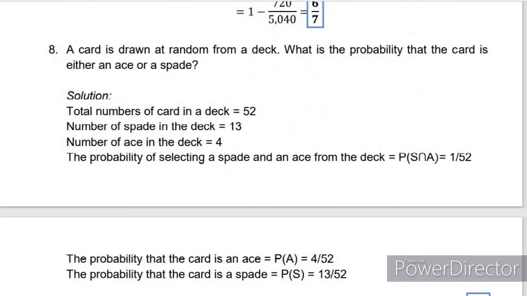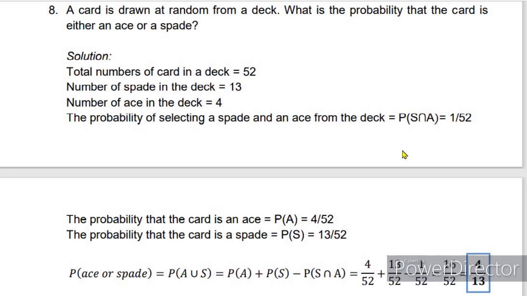So number 8, a card is drawn at random from a deck. What is the probability that the card is either an ace or spade? So first, we know that the total number of cards in a deck is 52. And we should know that the number of spades in a deck is 13. And we should also know that the number of aces in the deck is 4.